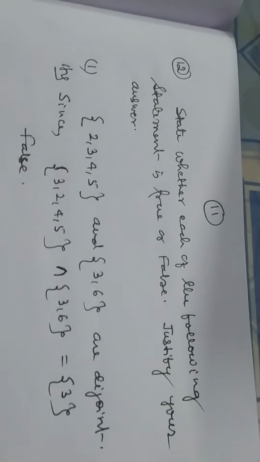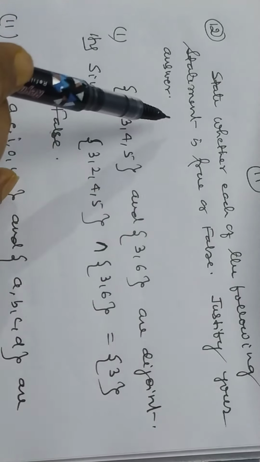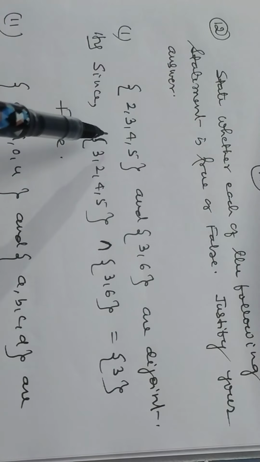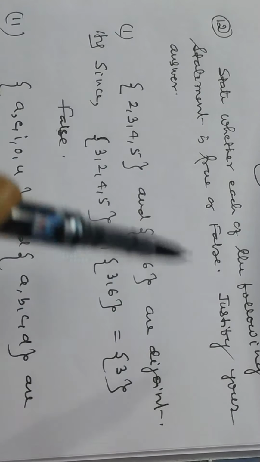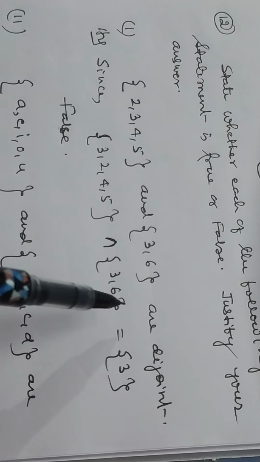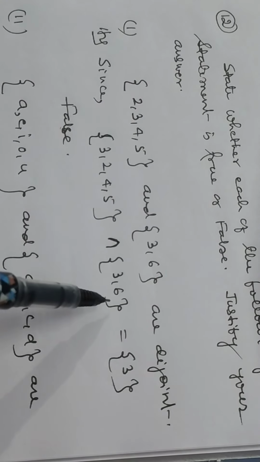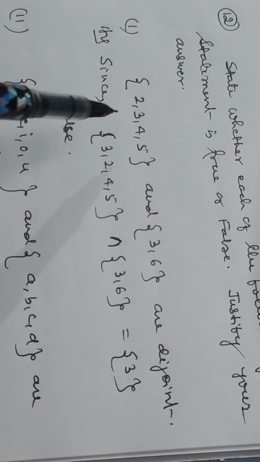Now problem number 12. State whether each of the following statements is true or false. Justify your answer. {1, 2, 3, 4, 5} and {3, 6} are disjoint. Since in the intersection of {1, 2, 3, 4, 5} and {3, 6}, 3 is a common element, it will not be disjoint.